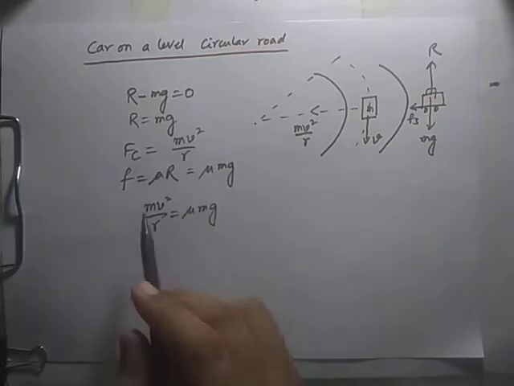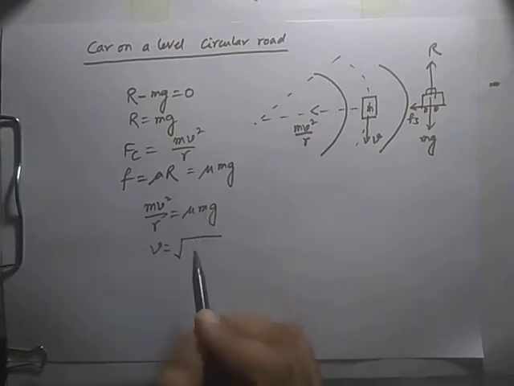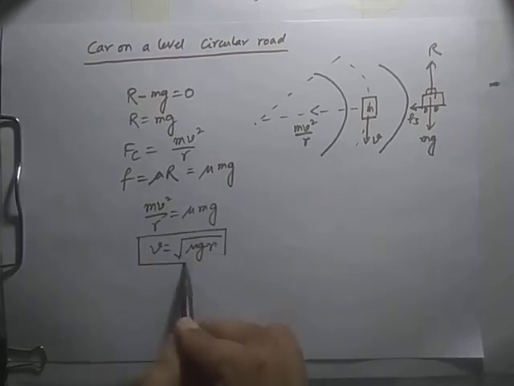From here we can find out, m will get cancelled. So v is equal to root over mu g r. So that is the velocity. The car can negotiate the flat, rough circular path with this maximum speed. And if the speed of the car exceeds the speed given by this relation, then the force of friction is not sufficient to provide the necessary centripetal force required, so the car will skid and go off the road.